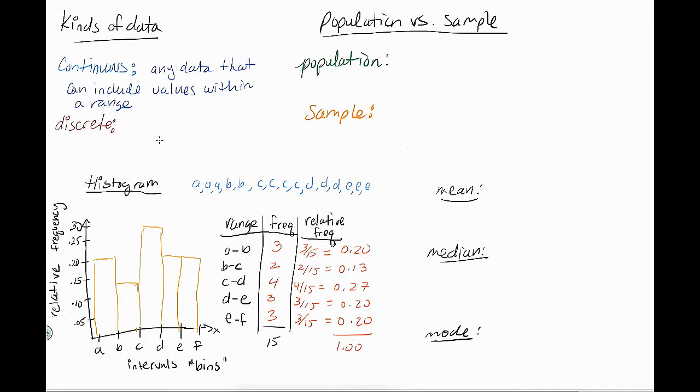Discrete data, on the other hand, is data where the values are countable. So think whole numbers. An example of discrete data would be like the scores of a basketball game. You would say, oh, this team won 75 to 63. You wouldn't say 75.327 points, right? That would be continuous. So discrete data is numbers that are countable, like whole numbers.